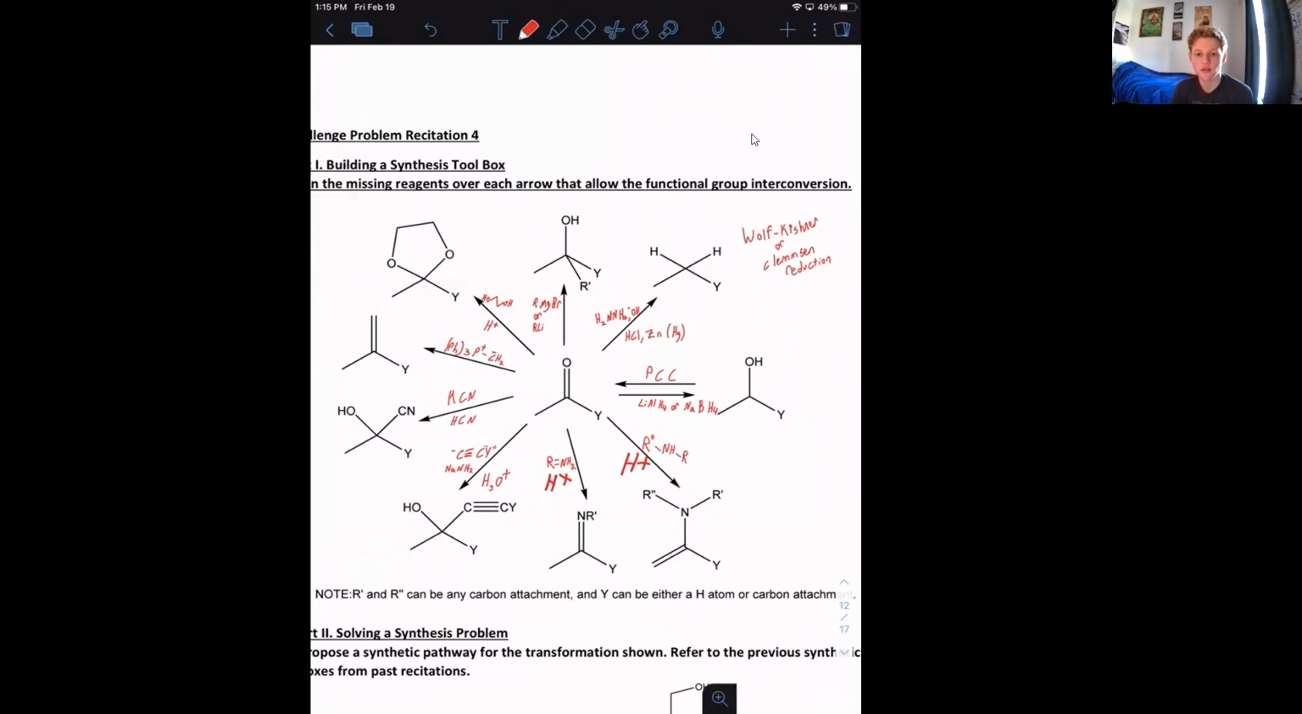Hopefully this is all. Remember that you're going to need to use acid to add this here, and then water to remove it. Let's see what else. That's really the main things. PCC, you can use lithium aluminum hydride or sodium borohydride. This is the lithium aluminum hydride. This is the sodium borohydride. Remember, the lithium aluminum hydride is much stronger than sodium borohydride. So that's important.